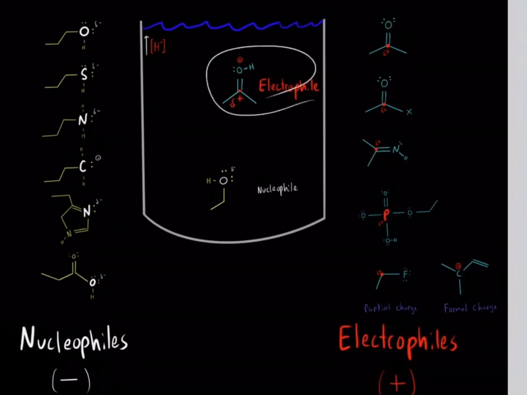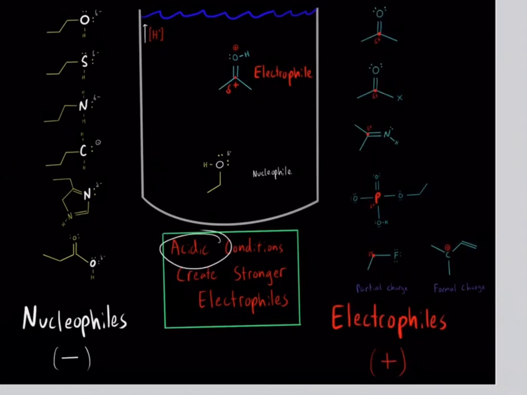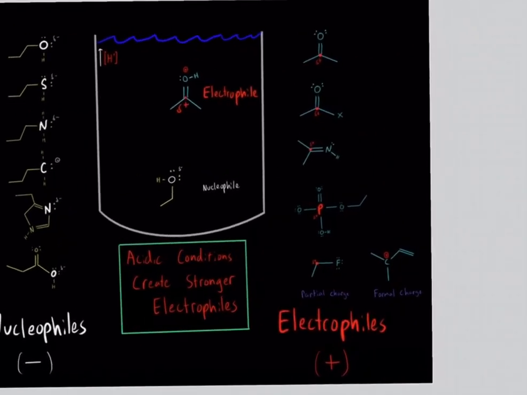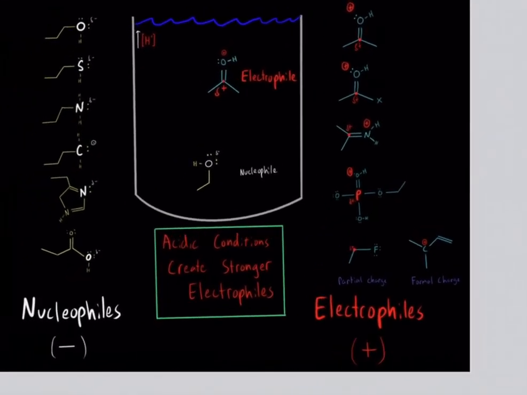So now we have a more reactive electrophile. The rule of thumb is that acidic conditions create stronger electrophiles. For example, let's say we had this electrophile. What would happen if we put it in an acidic solution and it got protonated? Well, if it gets protonated, now we have this formal charge of positive 1, which pulls more negative charge density, creating a stronger electrophile. So again, the point is acidic solutions create stronger electrophiles, stronger partial positive charges, and more reactive electrophiles.